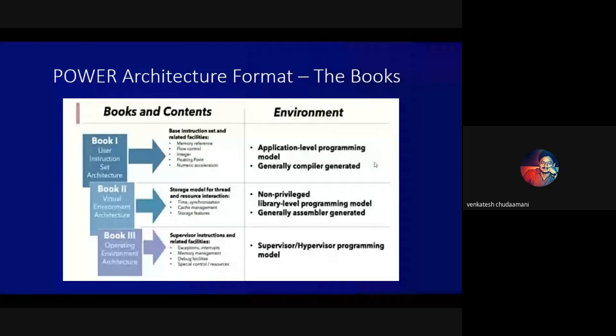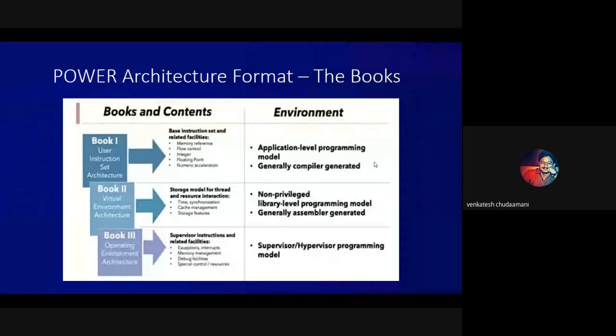In book two, we have the virtual environment architecture, a storage model for thread and resource interaction, like time synchronization, cache management, and storage features. That would be generally assembler generated, a non-privileged library-level programming model. Book three is the operating environment architecture: supervisor instructions and related facilities, exceptions, interrupts, memory management, debug facilities, and special control resources. We have the supervisor and hypervisor programming model in book three.